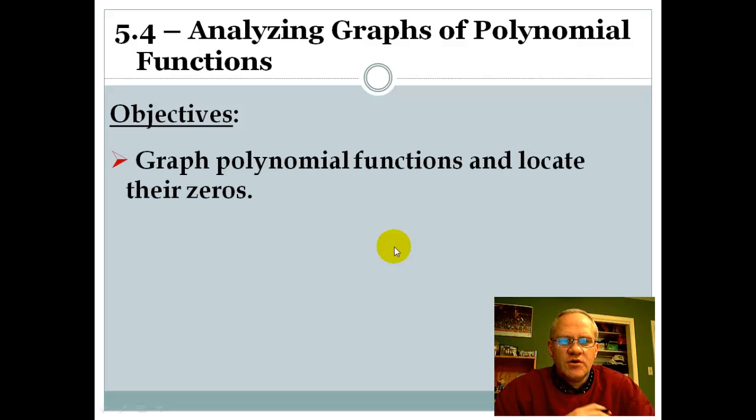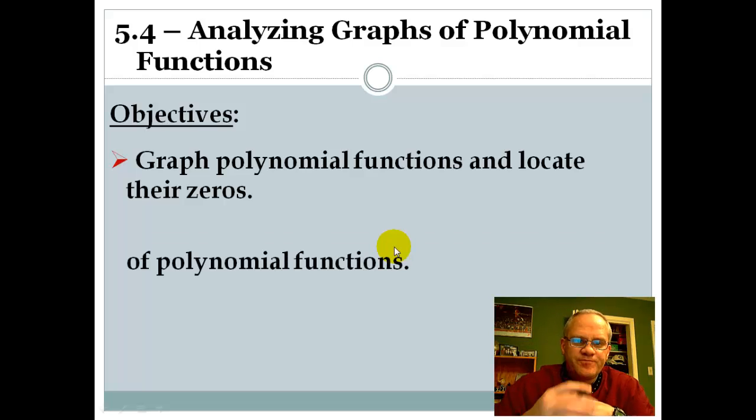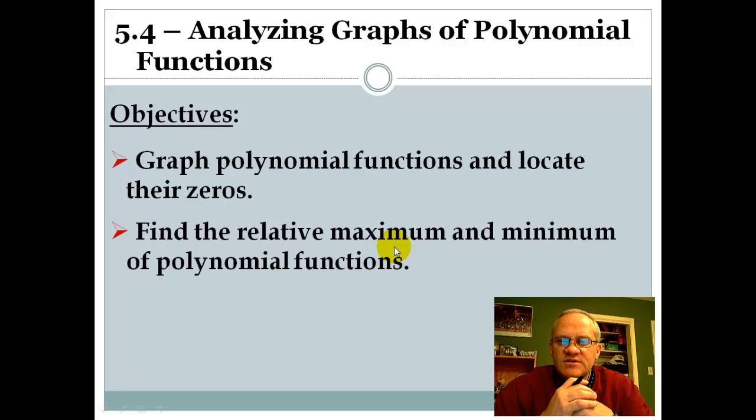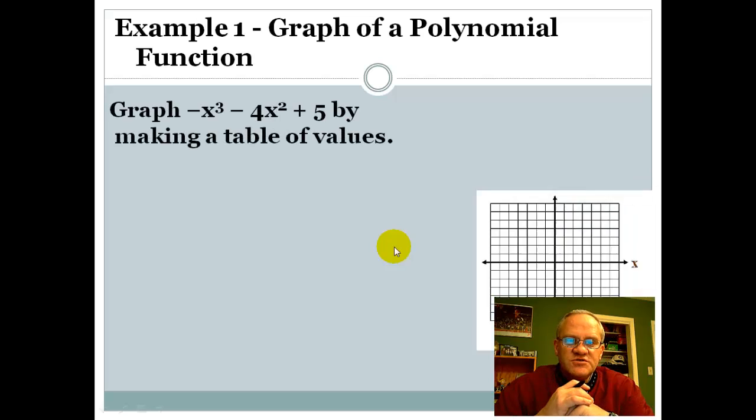First of all, we're going to graph polynomial functions and then locate their zeros. We've talked about that a little bit before. And then find the relative maximum and the relative minimum of those polynomial functions. Okay? So first of all, let's start.